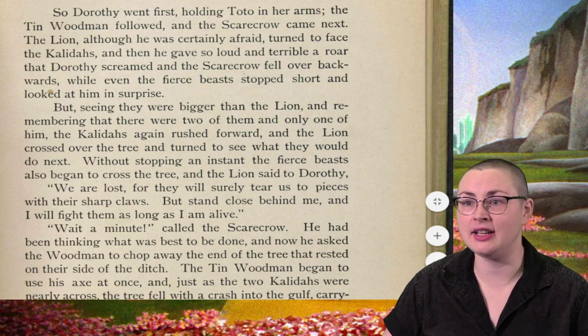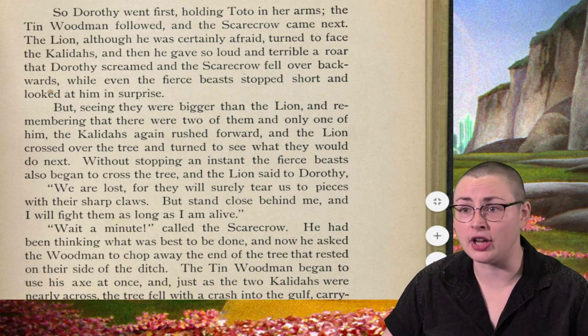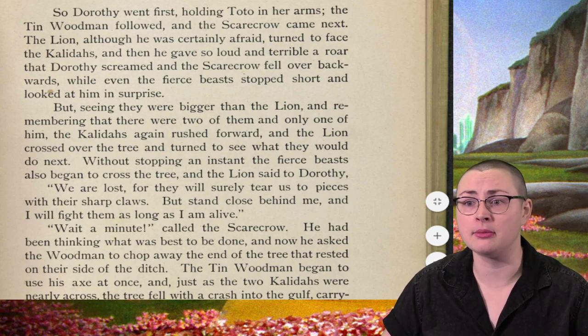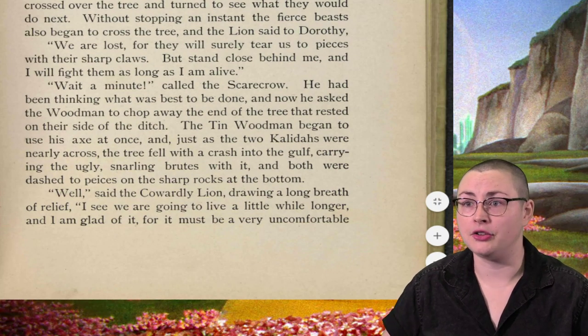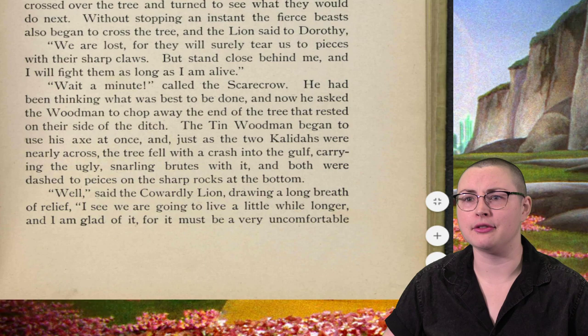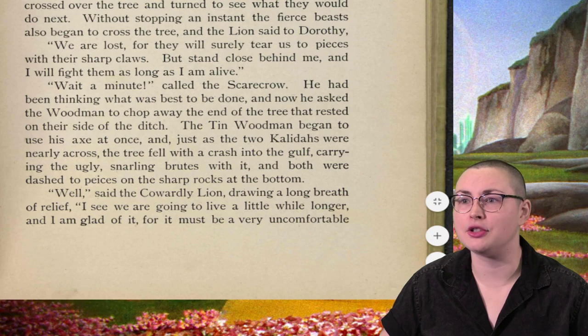Without stopping an instant, the fierce beasts also began to cross the tree, and the Lion said to Dorothy, "We are lost, for they will surely tear us to pieces with their sharp claws. But stand close to me, and I will fight them as long as I am alive." "Wait a minute," called the Scarecrow. He had been thinking what was best to be done, and now he asked the woodman to chop away the end of the tree that rested on the other side of the ditch.